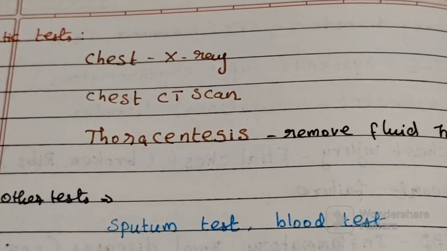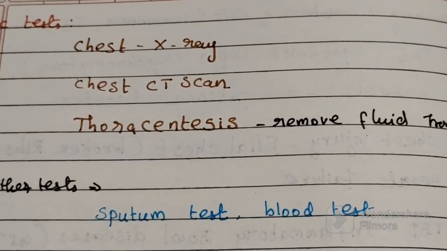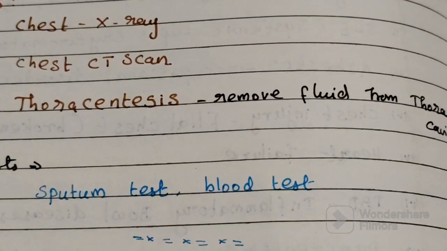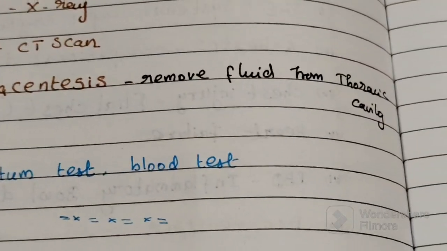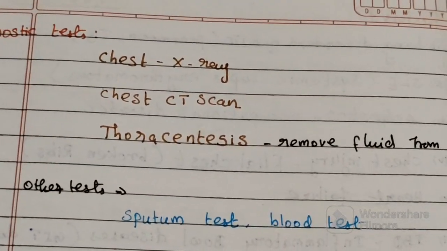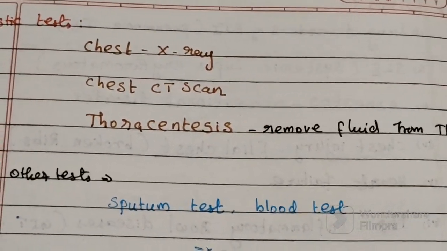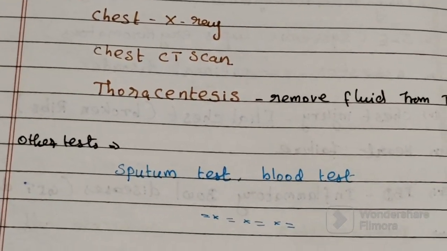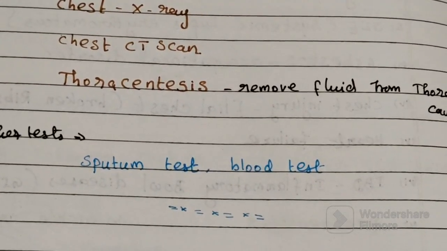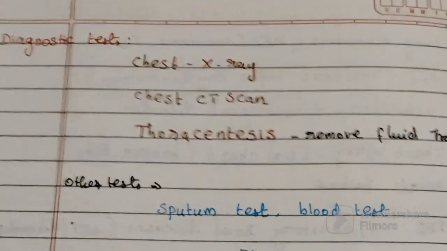Then thoracentesis. This is a procedure performed to remove fluid from the thoracic cavity. So we use three diagnostic methods: chest X-ray, chest CT scan, and thoracentesis. Other tests we can use are a sputum test and a blood test. Sputum and blood samples are collected and sent to the laboratory, where we can detect whether any bacteria are present or not.